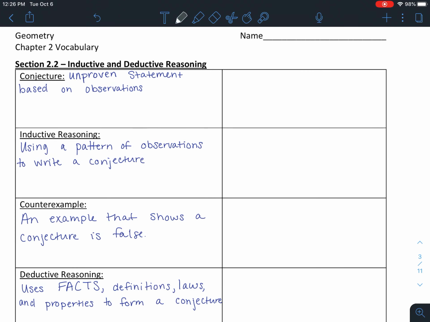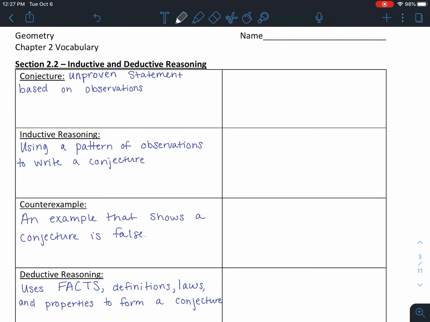Right, welcome to 2.2. This is inductive and deductive reasoning. We're going to go over some vocab per usual in the beginning, and then we'll get to some examples. The first vocab word is conjecture, and that's an unproven statement based on observations.